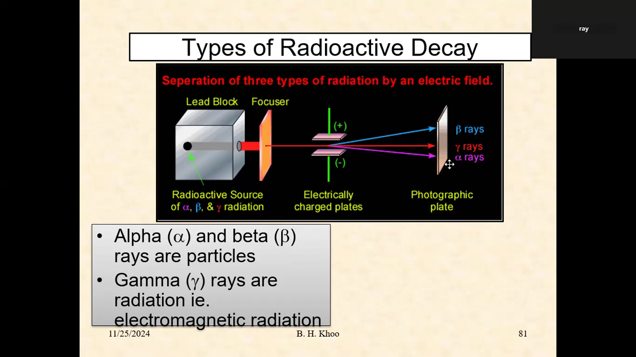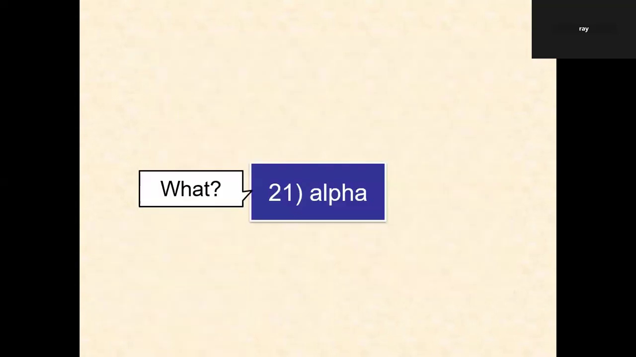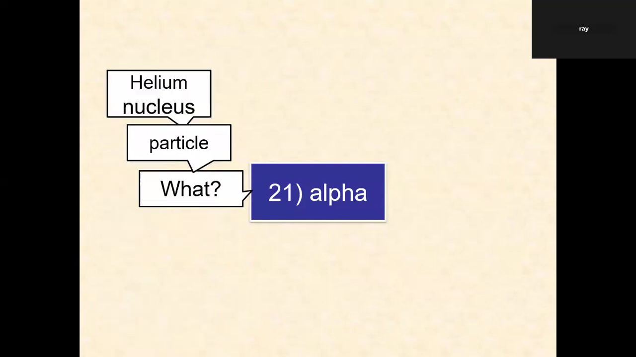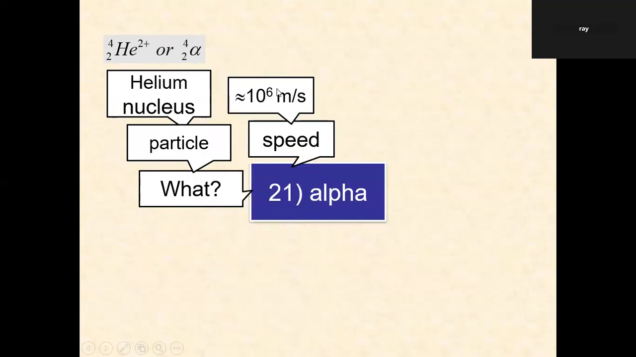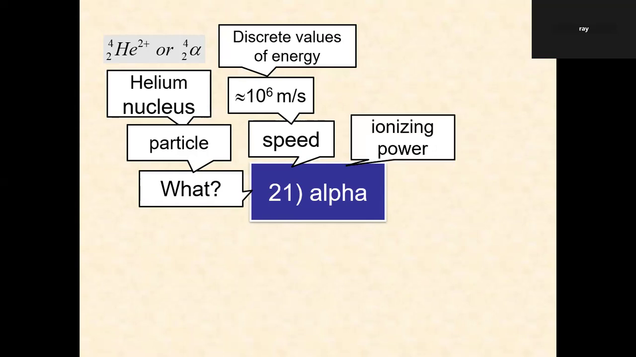Beta is usually electron, so it's easily deflected. Gamma is not affected by electric field. So we use electric field to separate the rays. Alpha, what is alpha? Particle, helium nucleus. Helium has lost 2 electrons, or alpha, 4 over 2. Speed is roughly about 10 to the power 6 meter per second. Discrete value of energy, that means 1 or 2 energies. It doesn't have a continuous range of energy.